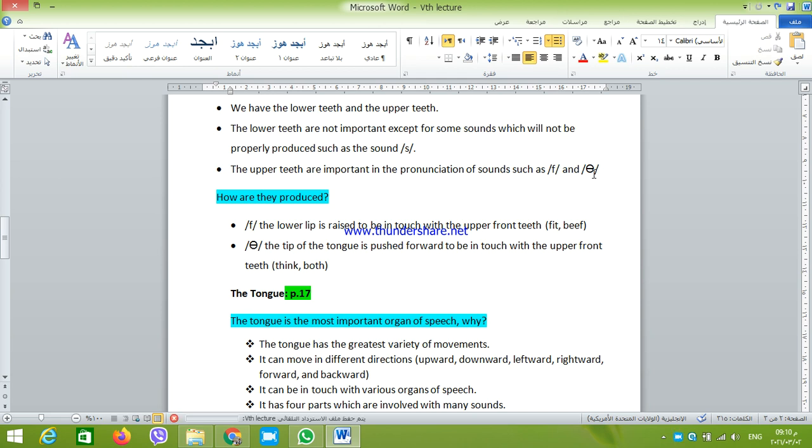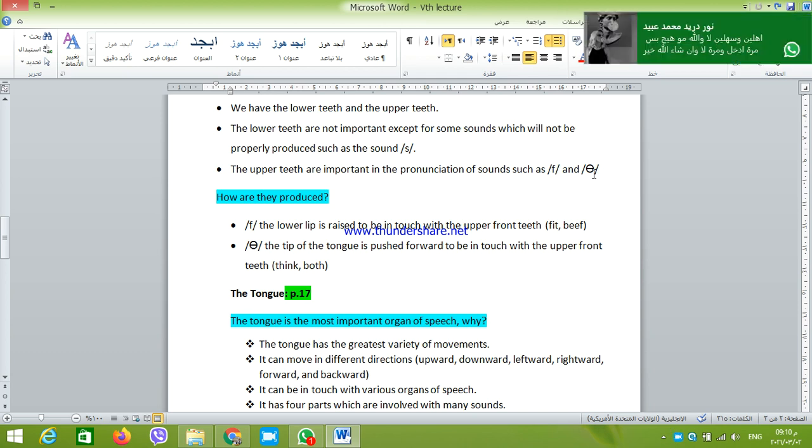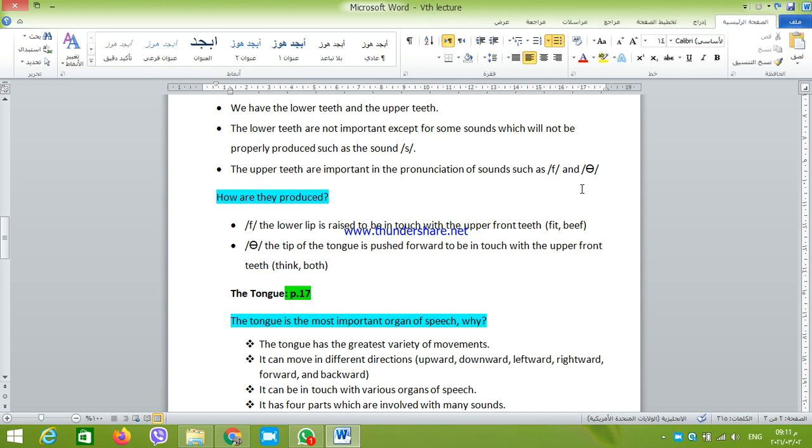If you pronounce the sound f, you can see in the mirror and feel that the lower lip is raised and in partial contact with the upper front teeth. F, f, v, f, v. Another sound which is produced with the help of the upper front teeth is the th sound. Th. The tip of the tongue moves forward and is in touch with the upper front teeth.